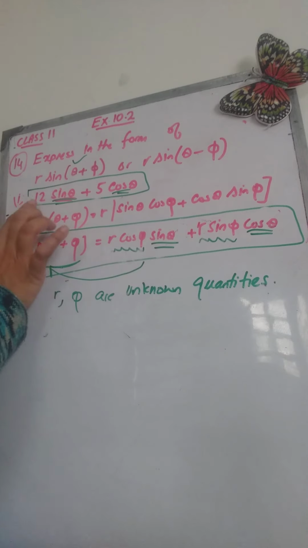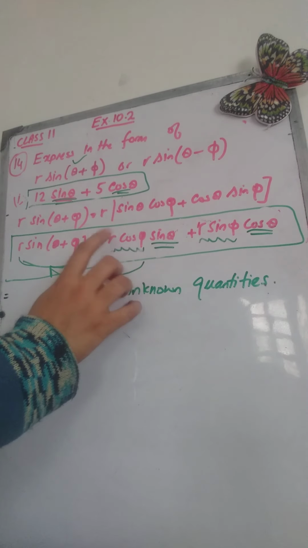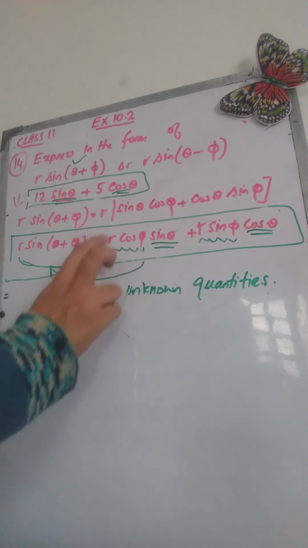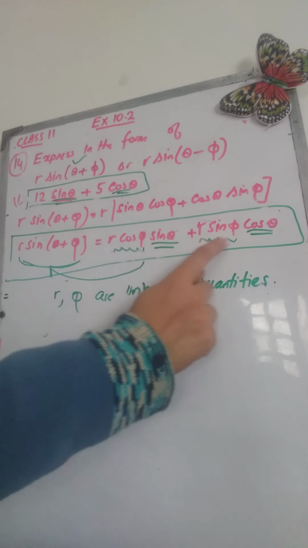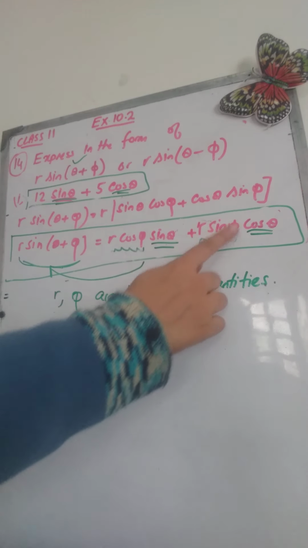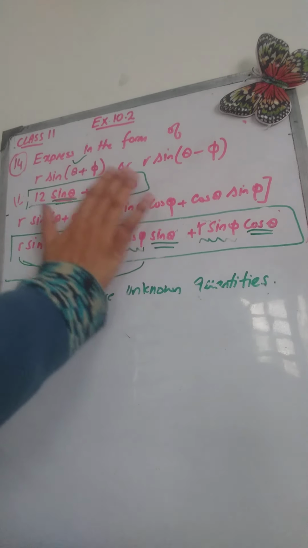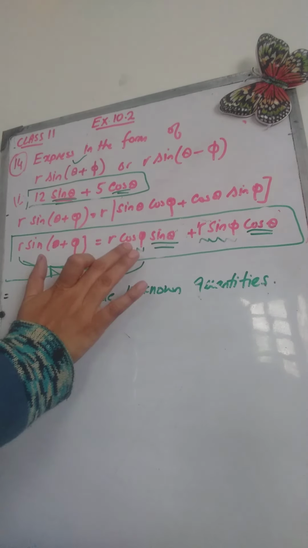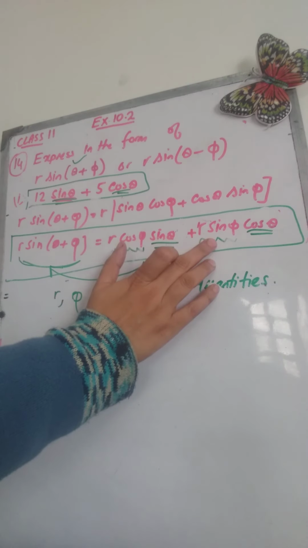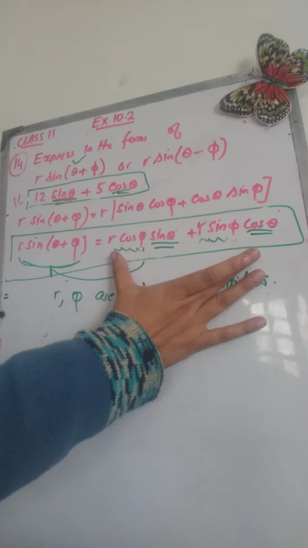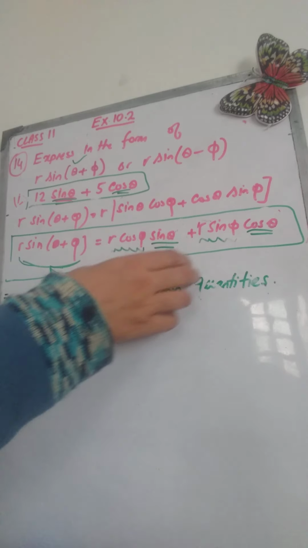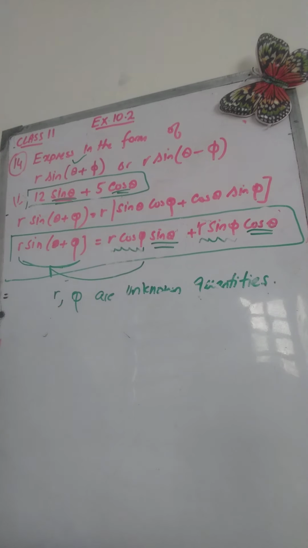First I'm going to find r and phi, the two unknown quantities which will make r cos phi equal to 12 and r sine phi equal to 5. After that, what am I going to do? I'm going to pick this expression and replace 12 by r cos of phi and replace 5 by r sine phi, which will give me this expression. And after finding this expression, we can easily go to the left hand side.